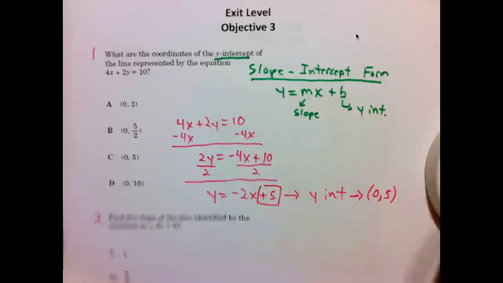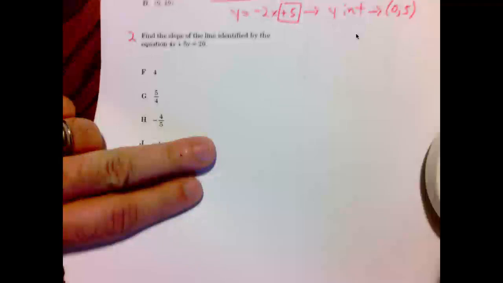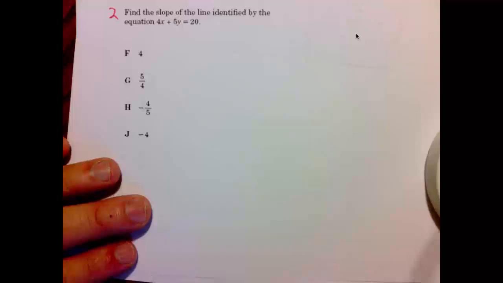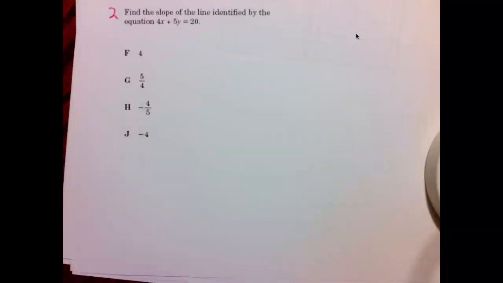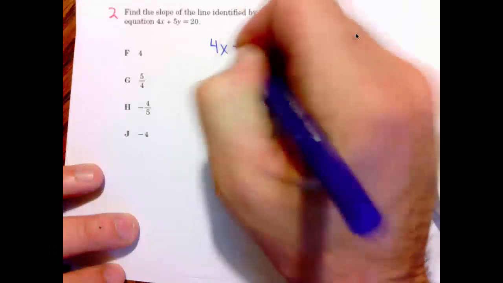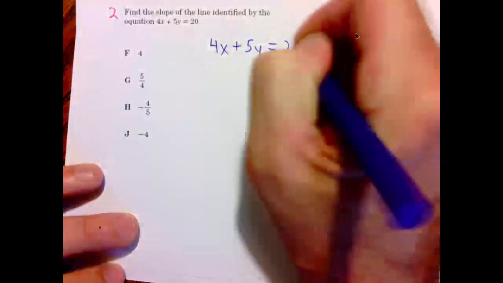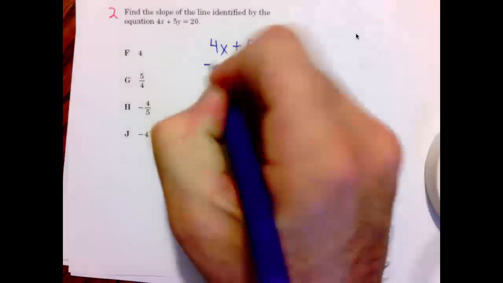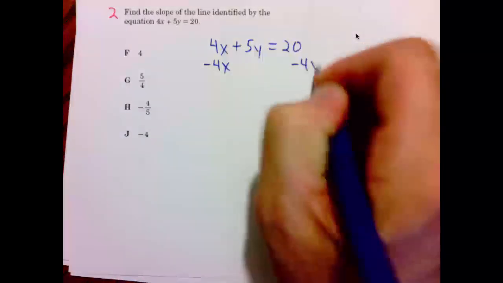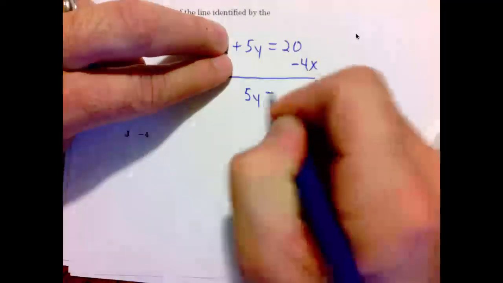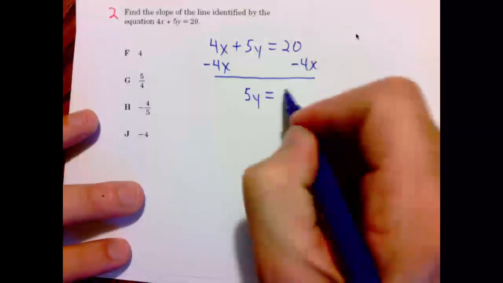Number 2. Find the slope of the line identified by 4x plus 5y equal 20. Same procedure as the previous problem. We can solve for y, and slope will be the coefficient of x. Alright, solving for y, we should subtract 4x from both sides. 4x subtracts from 4x, leaving 5y in the left expression. These are unlike terms. I will write the x term first.